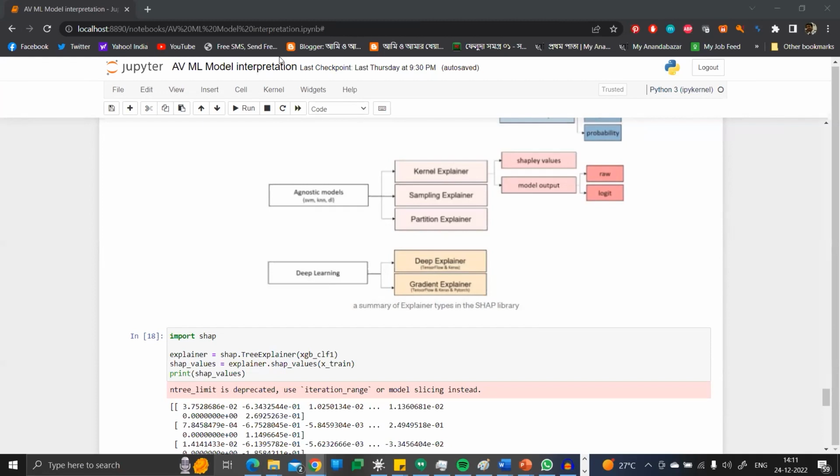How to remove interaction? For PDP, the interaction is removed when we take averages, right? It is actually removing the interaction effects. But for SHAP, we have the interaction.